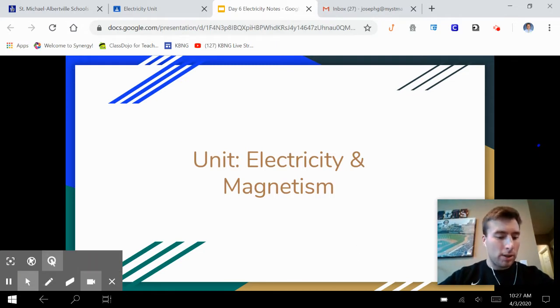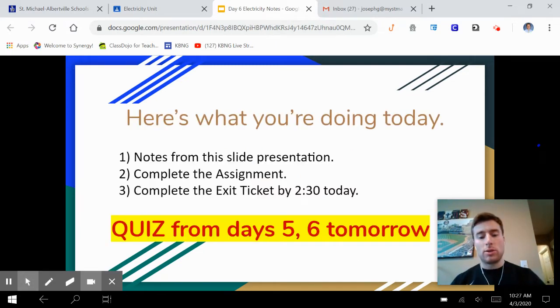The first thing is we are going to have a quiz tomorrow. Friday and Monday's lessons are going to be assessed in a quiz tomorrow. So that's the only thing you have to do tomorrow. But again, you have to be able to do the quiz tomorrow. So you're going to take the notes from this slide, complete today's exit ticket, all right? And there's also an assignment that goes with today.